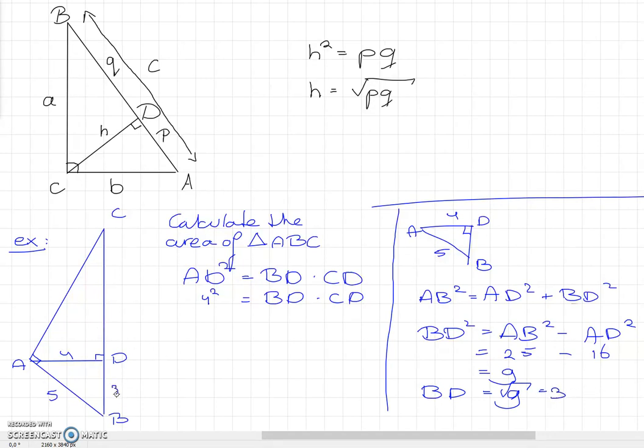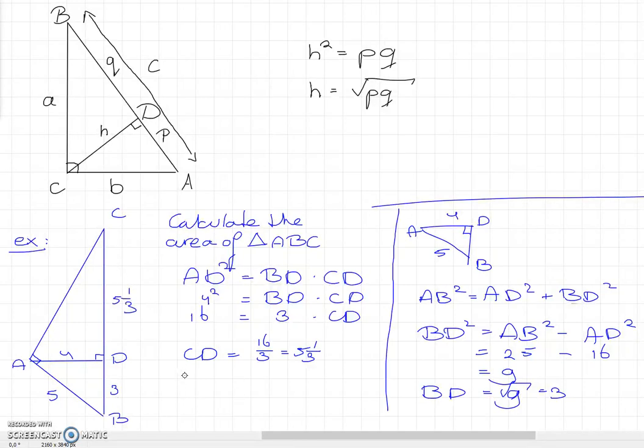So we know that BD is 3, and then we can write down 4 squared, 16, is BD, 3, times CD, our only unknown left. Now, that gives that CD is 16 divided by 3, or 5 and 1/3. So we calculated CD.